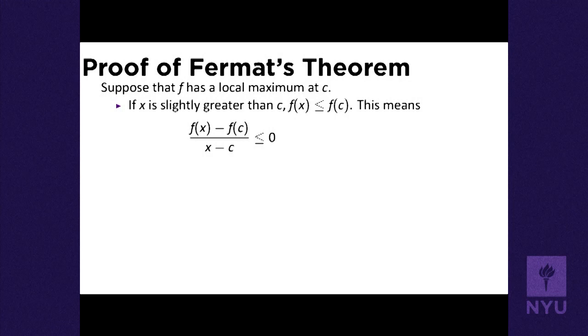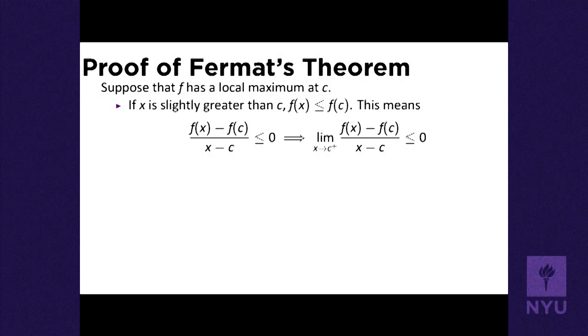So if all the difference quotients for x slightly bigger than c are non-negative, then the limit of all the difference quotients over x slightly bigger than c is non-negative. That is, the limit from the right of the difference quotient is non-negative.